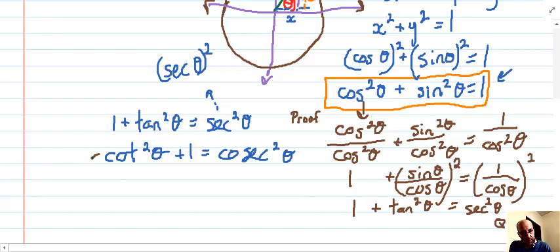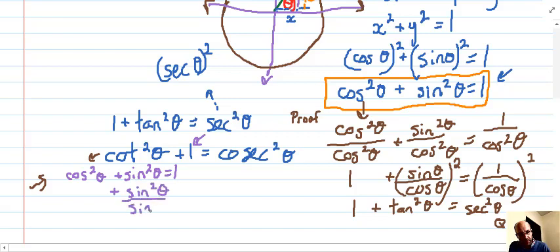For this one, how do we get that one? Well, we start with the same thing. I'm going to switch colors. Cos squared theta plus sine squared theta equals 1. Now, the hint to me is there. If we divide everything through by sine squared theta. Alright, so I'll do it for the first term as well.